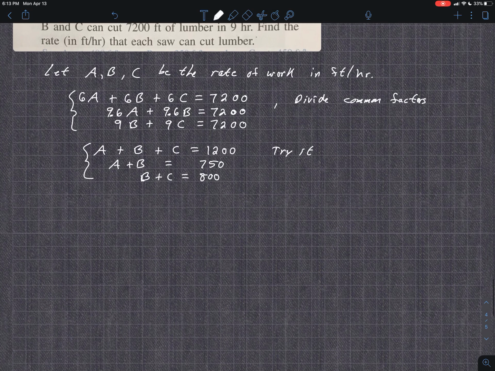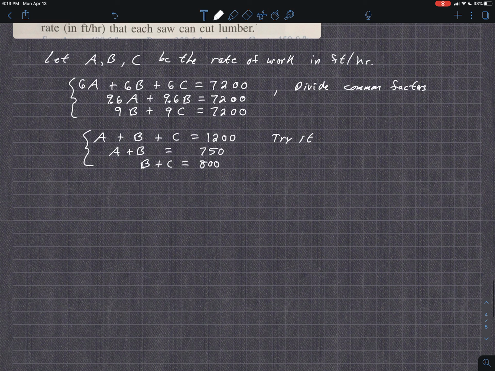Okay, so try it. What you should get is A will be 400, and that's feet per hour. You get B is 350 feet per hour, and you'll get C is 450 feet per hour.